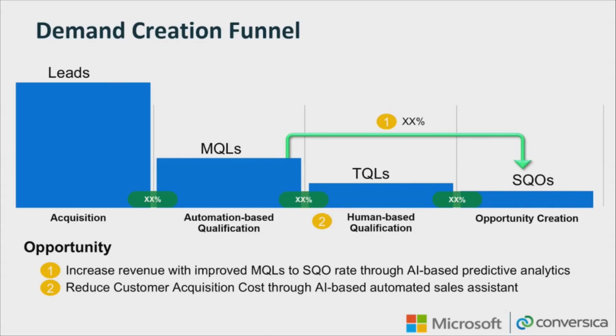And then the second, once you have an MQL, you need to send it to an inside seller. And the inside seller spends a lot of time calling and trying to reach the right person. So how do we take some cost out of that through bots and automation? So those are the two areas in which we're applying different techniques.